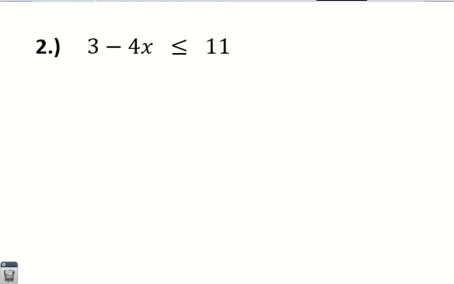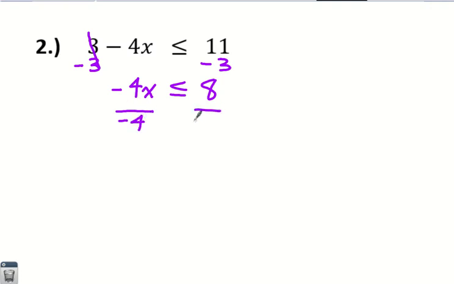At least one more example here. What would you do first to solve for x? Wouldn't you need to subtract 3 from both sides, which still leaves a negative 4x on the left side, and the right side would now be 8. And now we're going to have to divide both sides by a negative 4, which isolates the x.